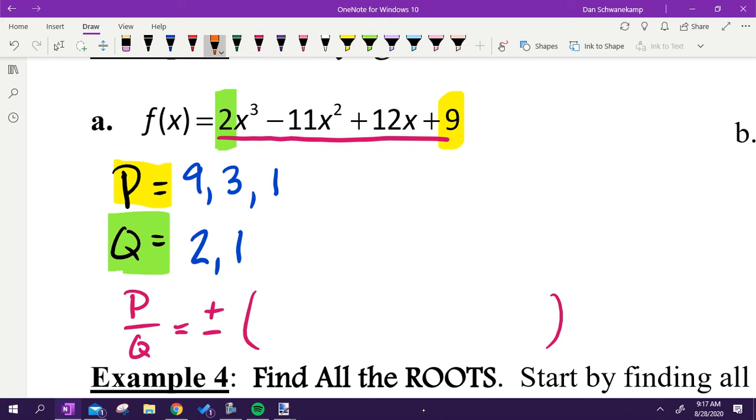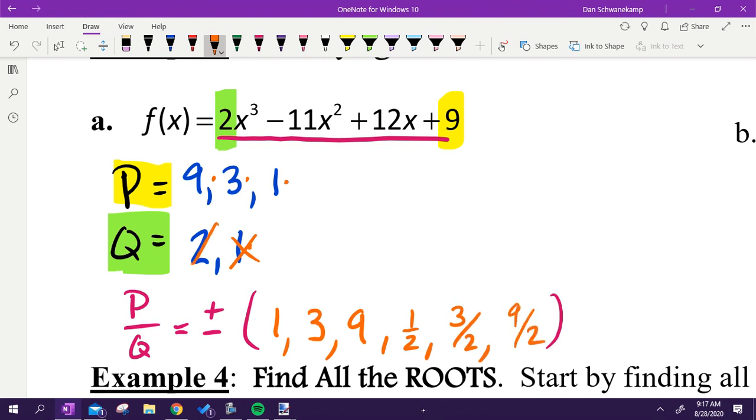I like to just go in somewhat order. 1 divided by 1, 3 divided by 1, 9 divided by 1. That is a list of all of the numbers divided by 1. So I always even cross out that 1 because I've now used it up. Then I'm going to do the other one. 1 divided by 2, 3 divided by 2, 9 divided by 2. Boom, I'm done. I used up all my Q's.